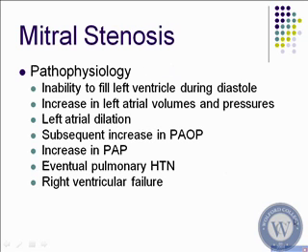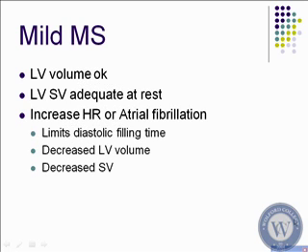Initially, you have an inability to fill the left ventricle during diastole, so mitral stenosis is a preload failure to the left ventricle. The left ventricle is dying from a lack of volume. You get an increase in left atrial volumes and pressures, and you eventually get left atrial dilation, and a subsequent increase in PA occlusion pressure, which is consistent with elevations in pulmonary venous pressures. This eventually leads to an increase in pulmonary artery pressures, eventual pulmonary hypertension, and right ventricular failure.